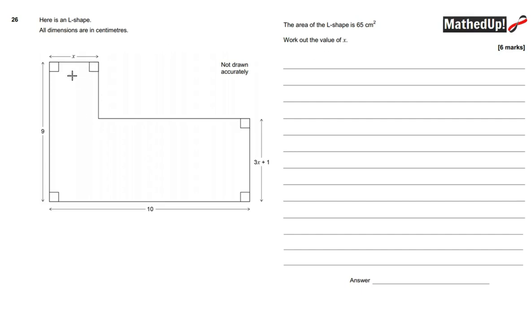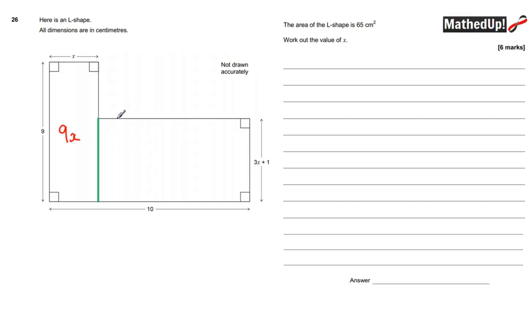So to start us off on this question, we're going to come up with an expression for the area of the shape. And then we're going to use that expression to form an equation using the knowledge that the actual area of the shape is 65 centimeters squared. So to form this expression, we're going to start by splitting the shape into two. So I'm going to draw a vertical line down here. I can now come up with an expression for the area of this rectangle, which is going to be 9 times x, which is 9x.